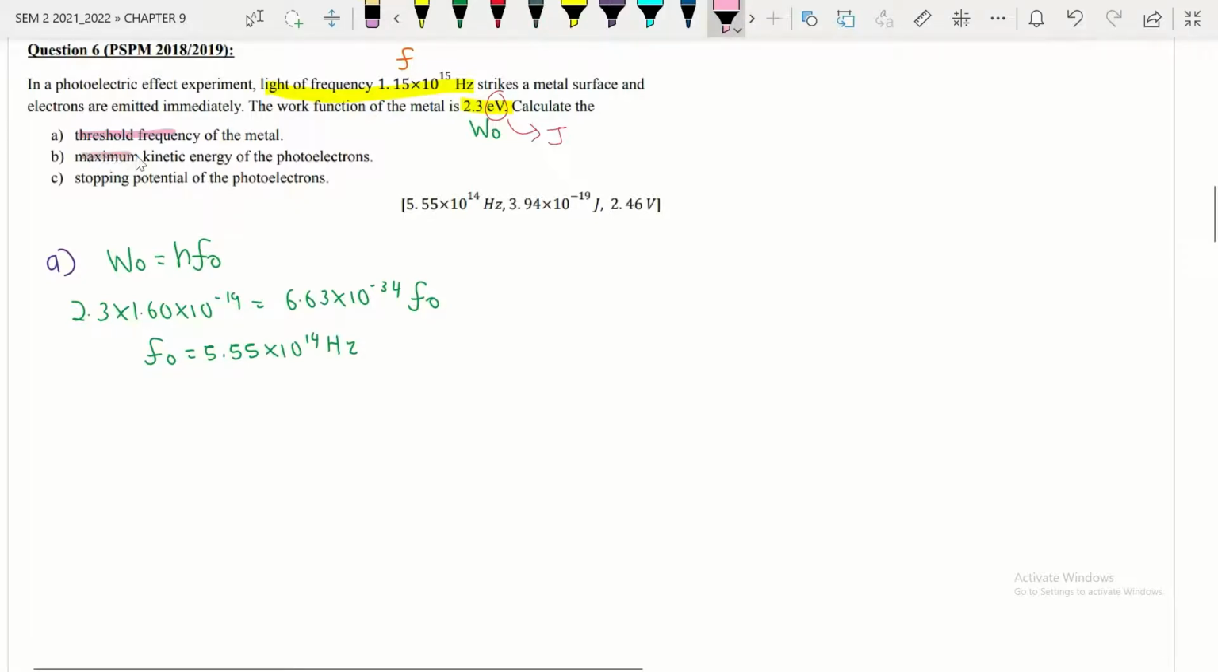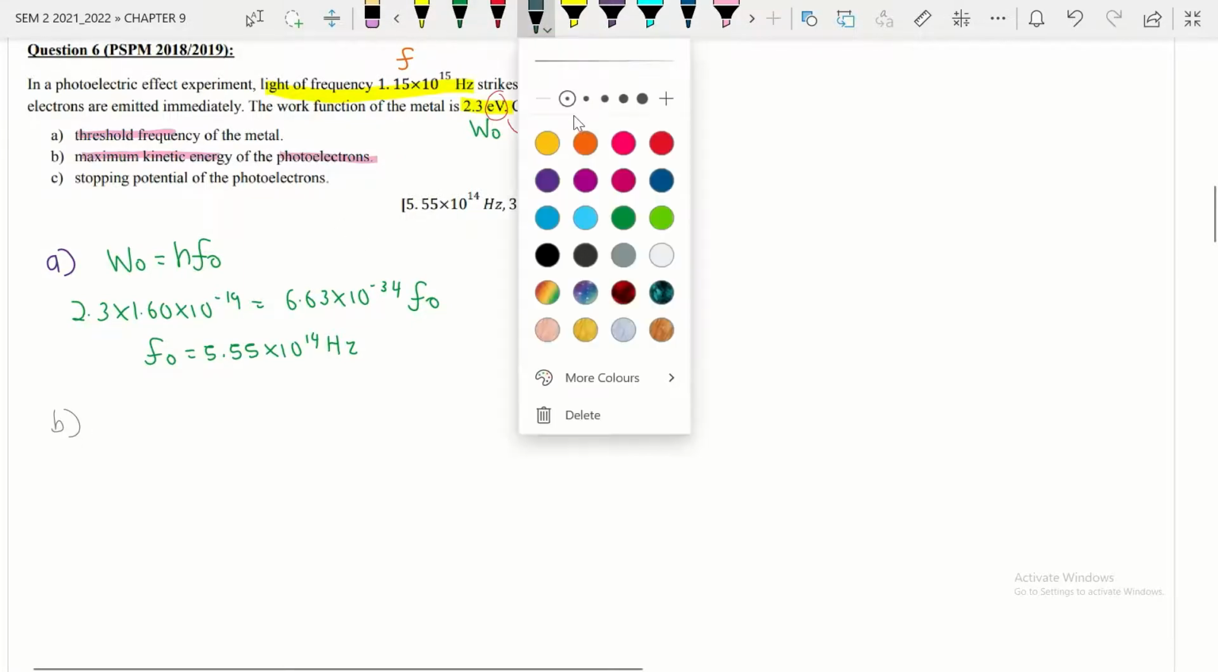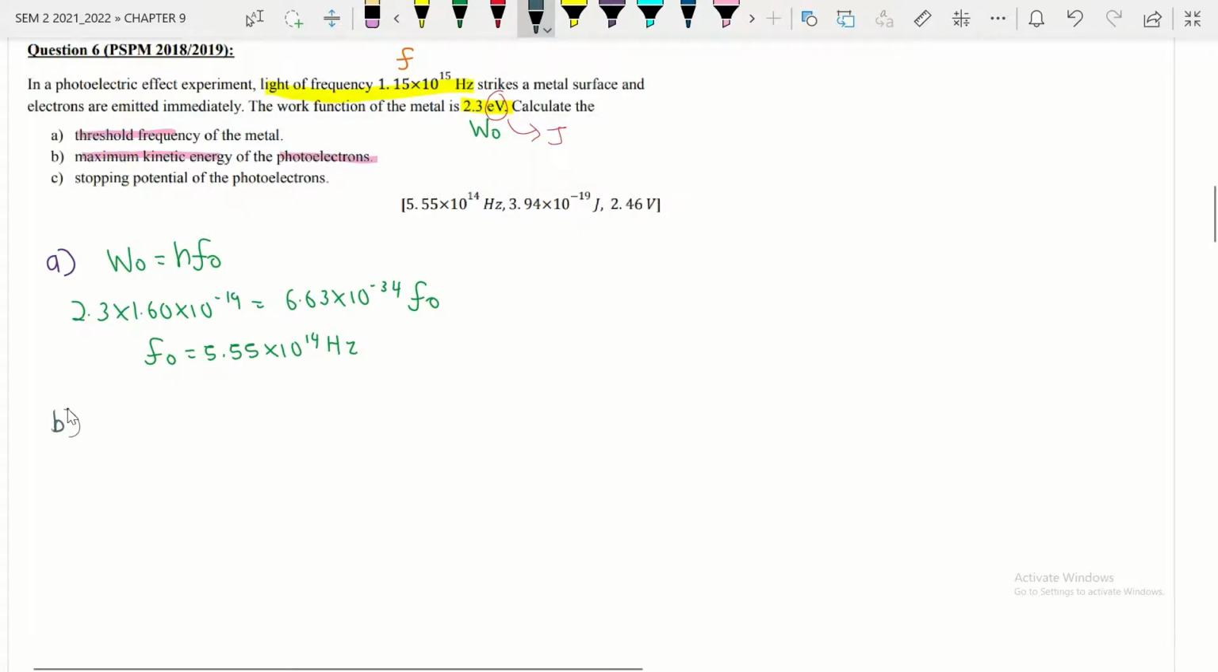What about question B? Maximum kinetic energy of the photoelectrons. So macam mana kita nak buat dia? And which formula should we use? So, okay, let's see. Okay, so for the maximum kinetic energy, we write the general equation first. So E equals to energy equals to work function plus maximum kinetic energy. So we are looking for the maximum kinetic energy, and we know energy equals to H times F, Planck constant darab dengan frequency, and we already know the work function, and now we can look for the maximum kinetic energy.